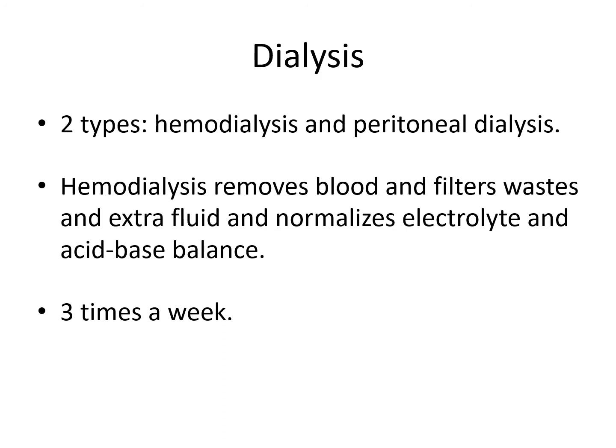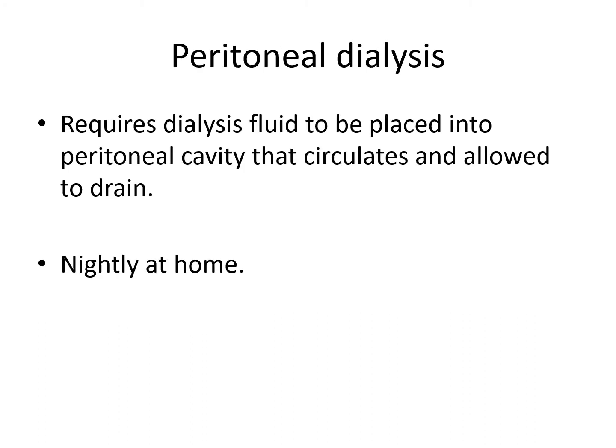Dialysis. There are two types of dialysis: hemodialysis and peritoneal dialysis. Hemodialysis removes blood and filters waste and extra fluid and normalizes electrolyte and acid-base balance, and it may be required up to 3 times a week. Peritoneal dialysis requires fluid to be placed into the peritoneal cavity, where it circulates and is allowed to drain, and this is more convenient because it can be done nightly at home.